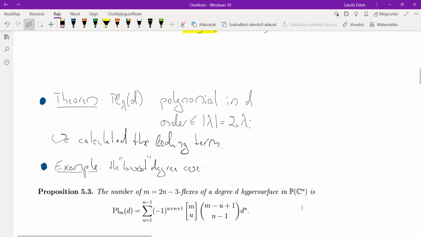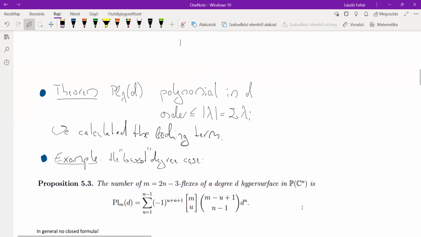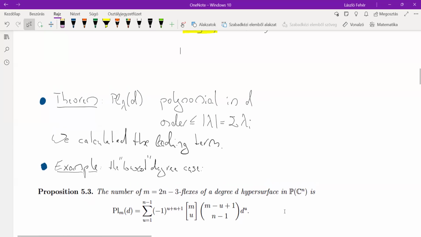An m-flex is a line which has a single point where the multiplicity is higher, and in this case this multiplicity is m. So in this special case, we have a closed formula. This formula looks nice, but I have to explain what this thing is here. This is a Stirling number.